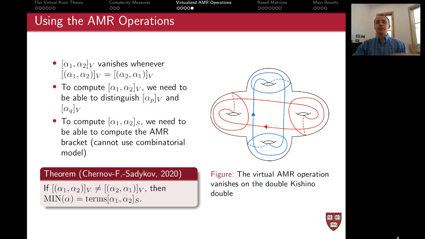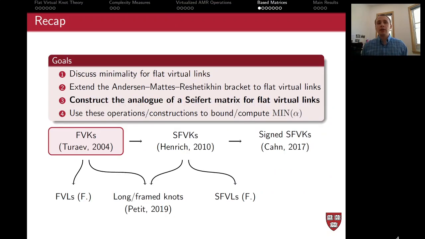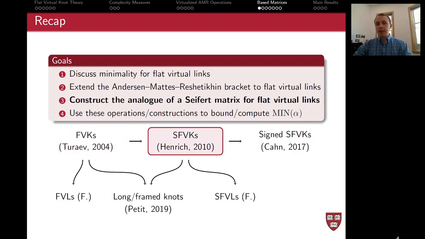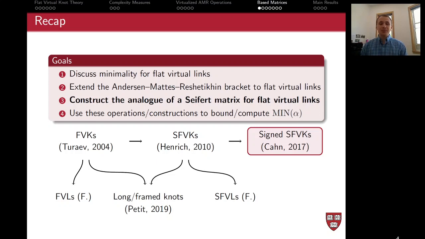So now I want to turn to the promised analog of a Seifert matrix, which originally dates back to Turaev in 2004, where he defined a based matrix for what he called a virtual string, but it's really a flat virtual knot, which Alice and Henrich extended to singular flat virtual knots in 2010, and Kahn further extended that to signed singular flat virtual knots, which we're not going to get into. But we have this construction which has been built up that we'll see as analogous to the construction of the Seifert matrix.